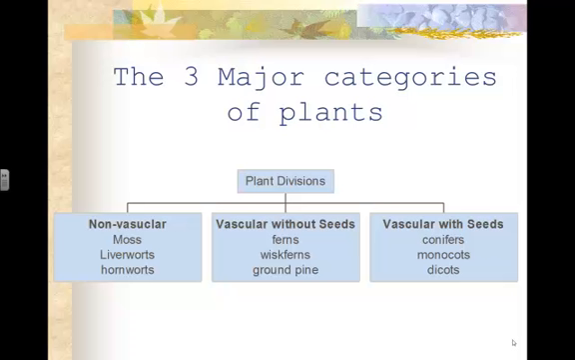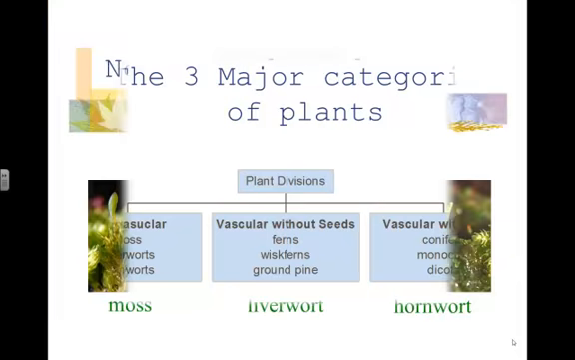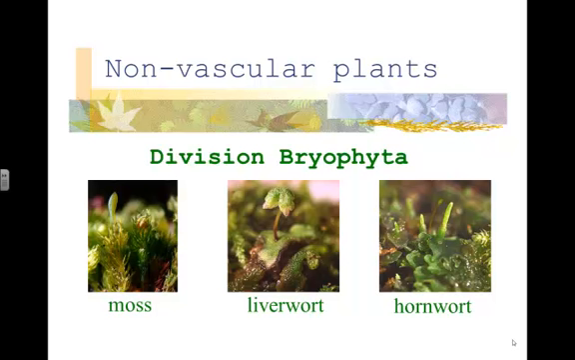We're going to look at the non-vascular and the vascular without seeds in this particular lesson. So we're going to look at 2 out of the 3 plant divisions, but the biggest division is the third one, which is lesson 3. So non-vascular plants are in the division called Bryophyta, and you need to know that, and you need to know the 3 examples. So Division Bryophyta are the non-vascular plants: moss, liverwort, and hornwort.